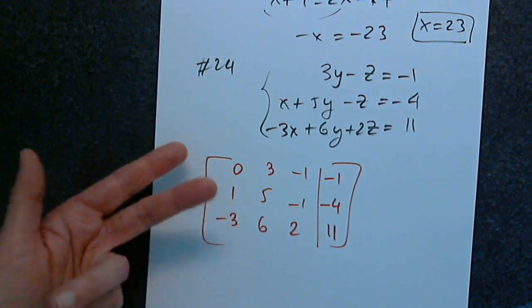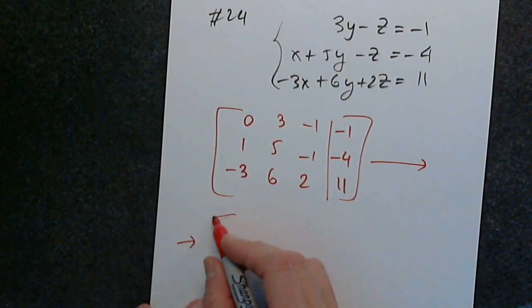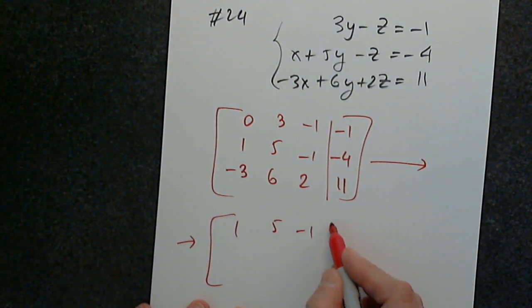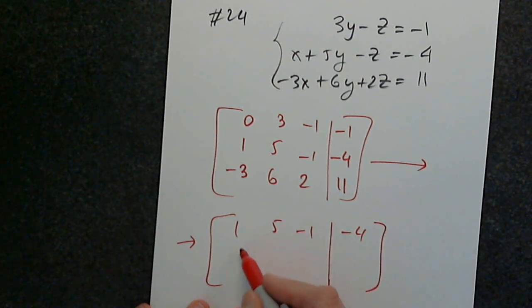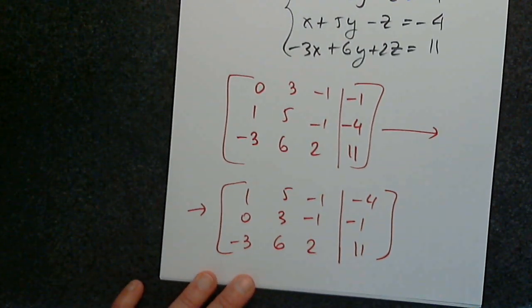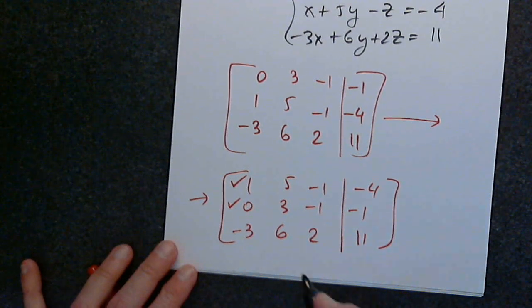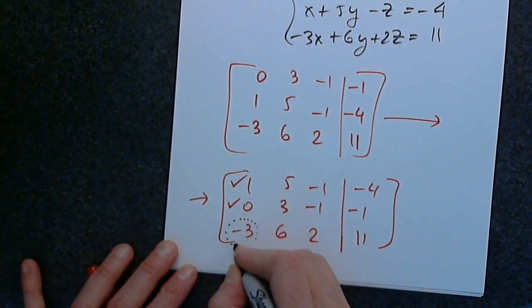Swap the two, because it doesn't matter. The order of equations is not important, or the order of rows is not important. Very good. So 1, 5, -1, -4. And 0, 3, -1, -1, -3, 6, 2, 11. By doing so, I already accomplished two things at once. I have the corresponding one that I needed, first row, first column, but I also have the 0 already underneath. The only task for column 1 is to obtain the 0 here now.